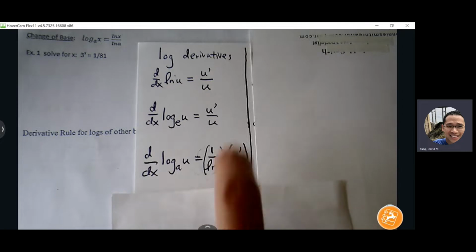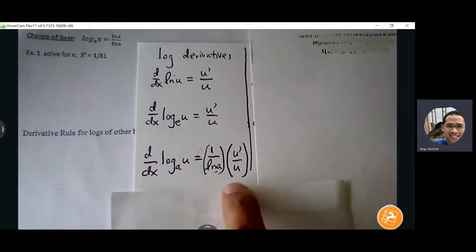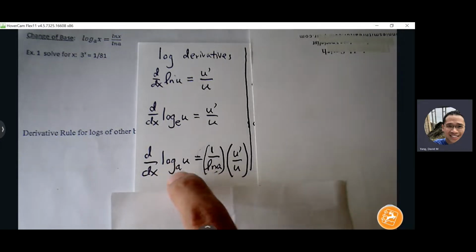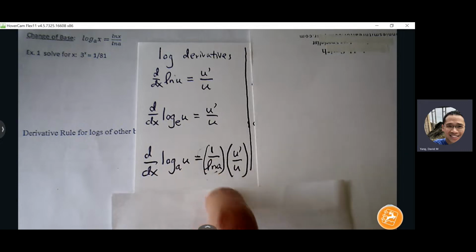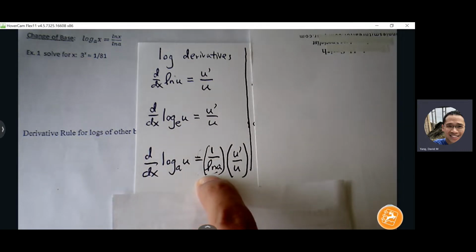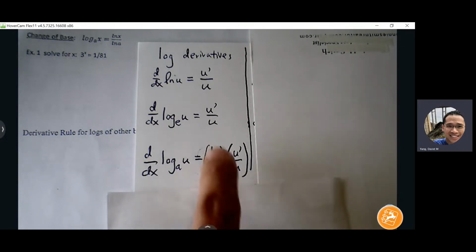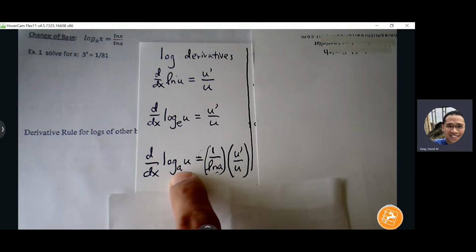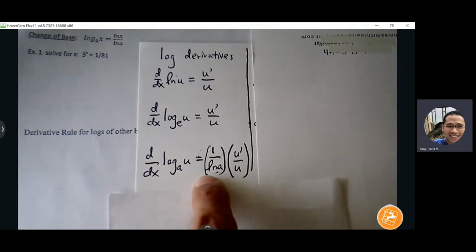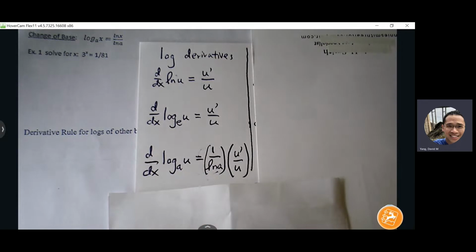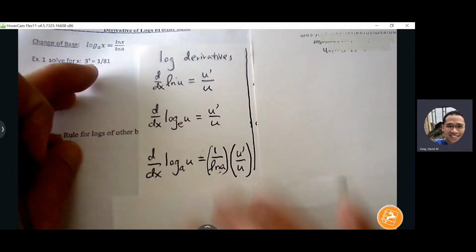So if you compare between log base a and natural log, they are virtually the same, right? You still have that u prime over u, but there's an adjustment that needs to be made. And that adjustment is 1 over natural log of a. So just think of that 1 over natural log of a as just some coefficient that has to sit in front of the derivative because it's not base e. So if it's log base 2, then I gotta do 1 over natural log of 2. If it's log base 7, then it's 1 over natural log of 7, and then I do u prime over u. Right. So we're gonna practice with that rule.